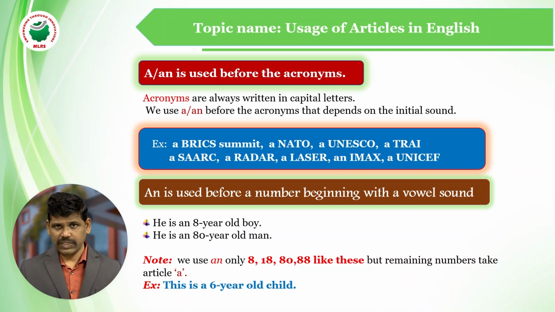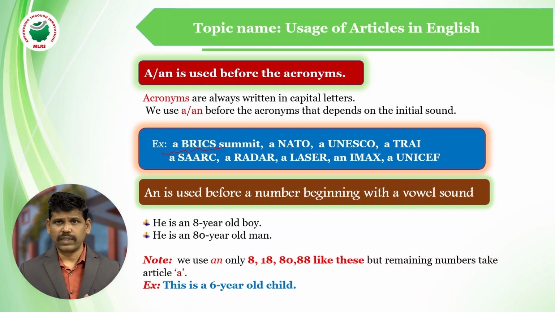Example, BRICS, which is written in capital letters. Brazil, Russia, India, China, South Africa. These are the countries that formed one committee, and once every 4 years they conduct summits. Example, a BRICS, like brisk, a brisk. So we are not reading B-R-I-C-S. If you read it letter by letter, that means abbreviation. If you pronounce it like a word, bricks, that is called an acronym. So we use the article a before these acronyms.